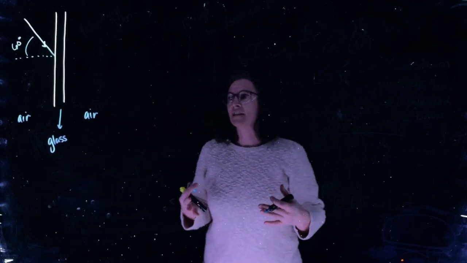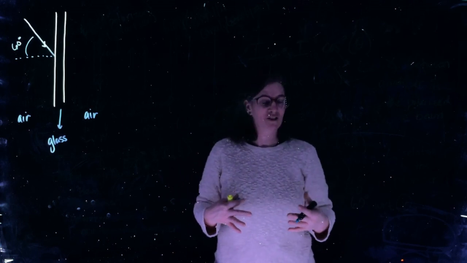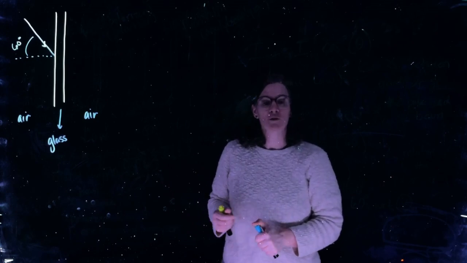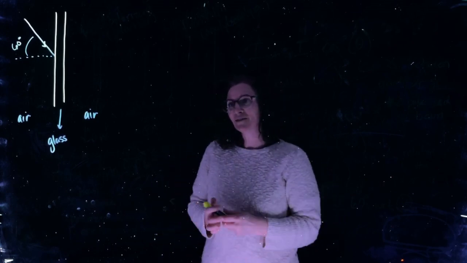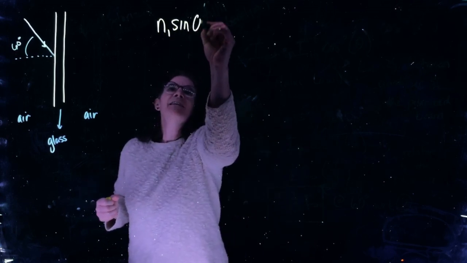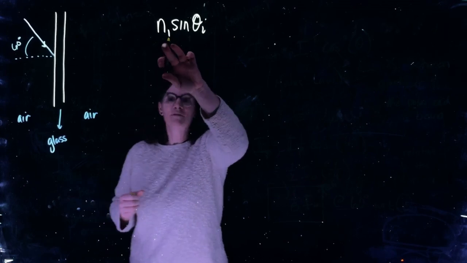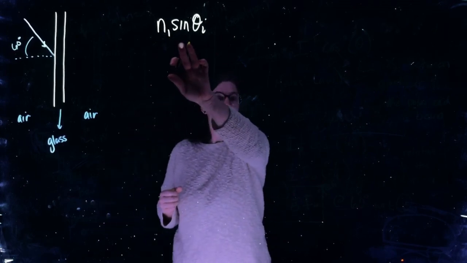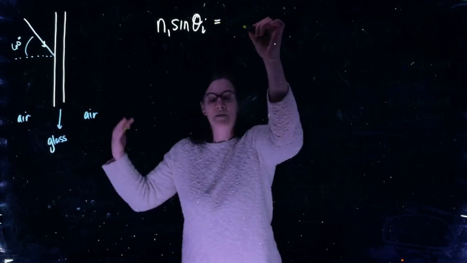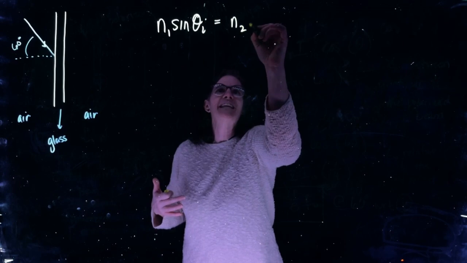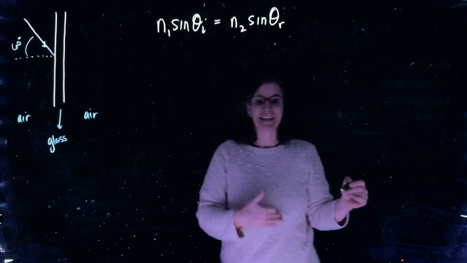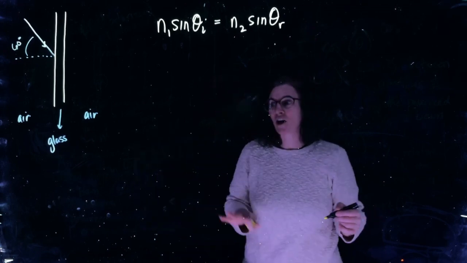And so my question is, what is the angle of refraction in the glass? And then what is the angle of refraction as it returns to the air? Now, Snell's law tells us that the index of refraction times the sine of the angle of incidence for one material is equal to the index of refraction times the sine of the angle of refraction into that other material. So we're going to use Snell's law to solve this problem.